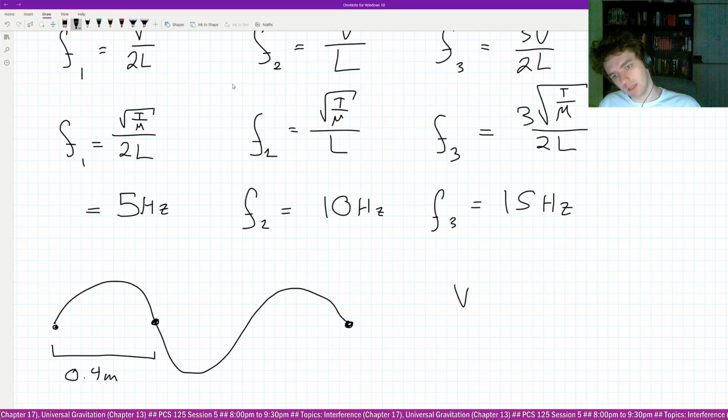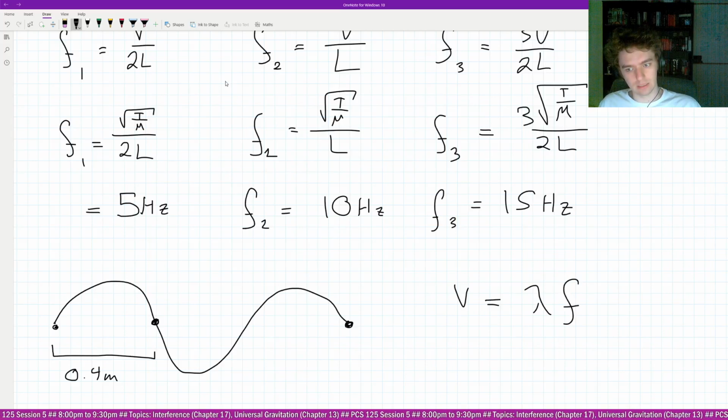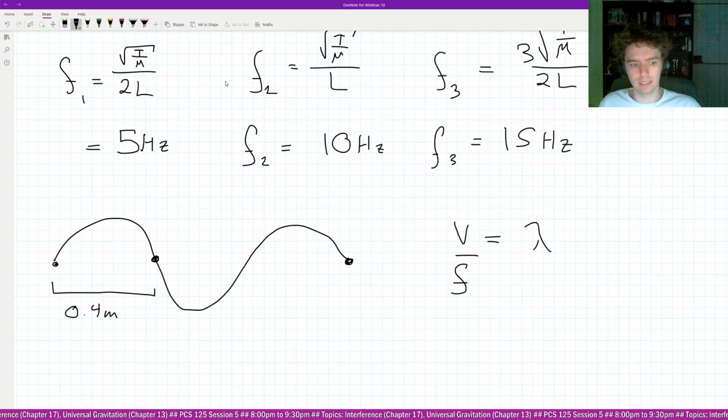Well, V equals lambda f, right? We know V is constant. Lambda is what we're looking for. We know F for each situation here, right? So if I just divide V by F, I can find lambda, and I want to know which lambda is 0.8. This is half a wavelength. I want to know which wavelength is 0.8, which is twice as much. So let's just try it.